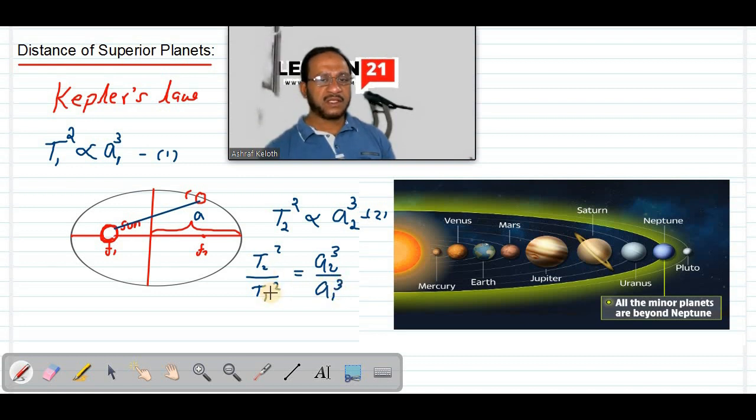In this, T1 is the time period of Earth, we know that it is 1 year. A1 is the distance of the Earth from the Sun, that also we know it is 1 astronomical unit. T2 is the time period of any unknown planet, some other planet, suppose Jupiter. We find the T2 value by observing the sky, but we don't know the distance A2. So if you know T1, A1 and T2, we can calculate A2, isn't it? This is the method used for calculating or measuring the distance of superior planets which are revolving outside the Earth.